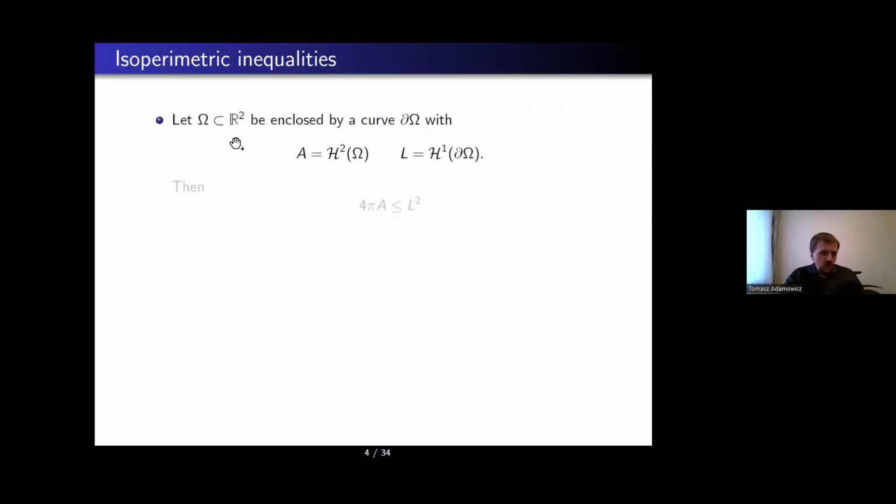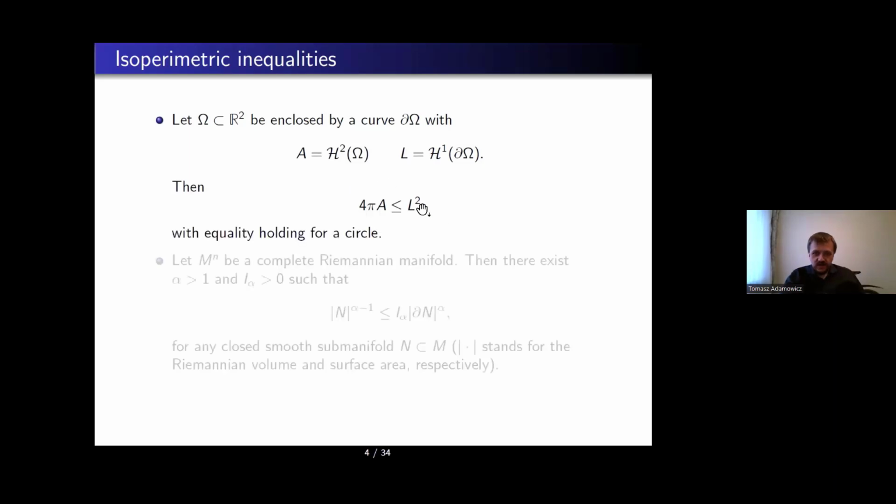So consider an open set in the plane enclosed by the curve, and denote by A the 2-dimensional Hausdorff measure of the set omega, and by L the 1-dimensional Hausdorff measure of the boundary of this set. Then one can show that the following inequality holds, and this inequality is called the isoperimetric inequality. What is important is that equality here holds for a circle. And there are many other approaches to isoperimetric inequalities.